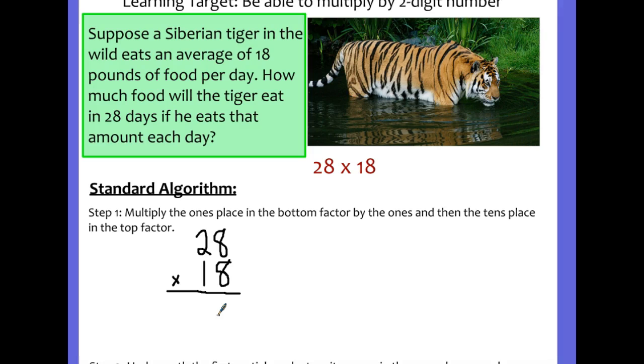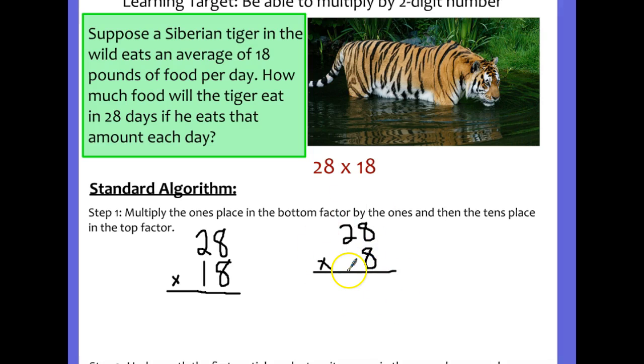Now, let's think back. When we were doing the area model, we did it in parts. We got partial products, okay? And that's the same thing that you do when you're doing standard algorithm. It just looks a little bit different. But to make it a little bit easier on you, I'm going to rewrite this second factor right here without its tens place at first. Okay, I'm going to leave space for it. I'm going to leave that blank. But I'm going to just put in my ones place.